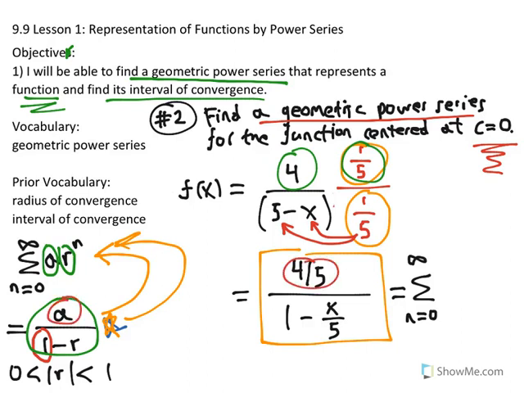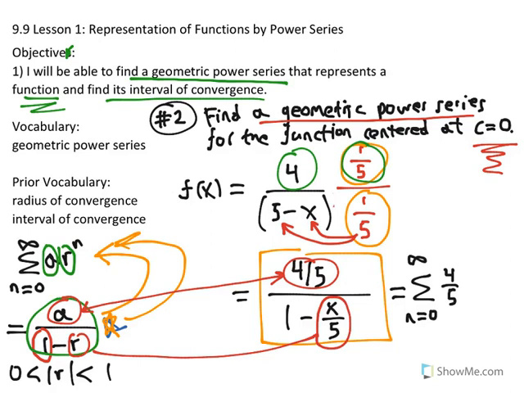A is whatever I have in the numerator. So a is going to be 4/5. And what is r? Now that my denominator is in the form 1 minus r, all I need to do is look at the x minus 5 to know that that is my common ratio. So I have x, not minus 5, but x over 5. That's my common ratio. And I will have that to the n power.